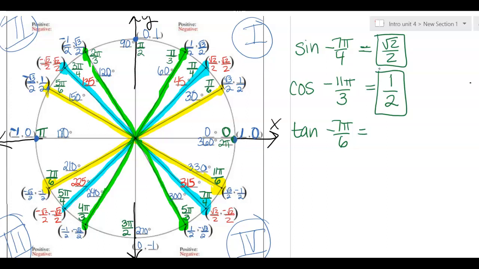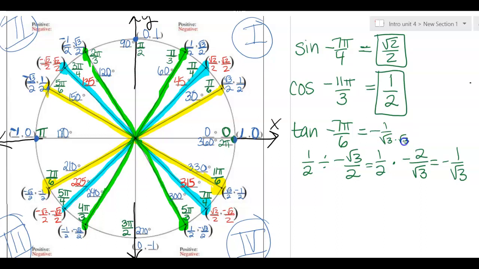And then our tangent is the y-coordinate, which is 1/2, divided by the x-coordinate, which is negative rad 3 over 2. So that's 1/2 times the reciprocal of rad 3 over 2, which is negative 1 over rad 3. And then we've talked about not leaving that radical in the denominator. So instead of writing it like this, we'd multiply top and bottom by rad 3. And that creates a whole 3 in the denominator, but a radical in the numerator.